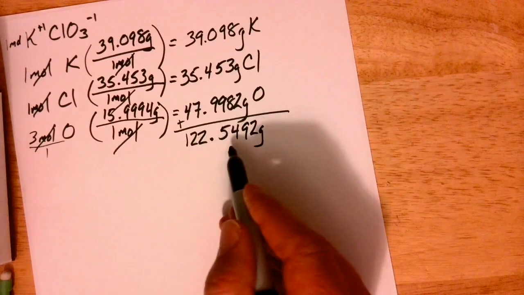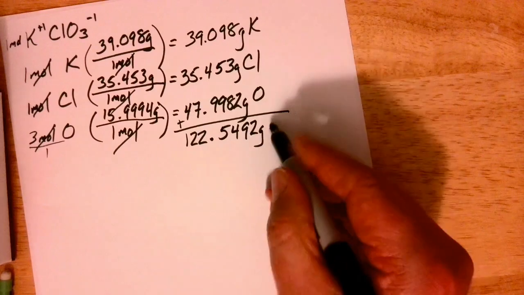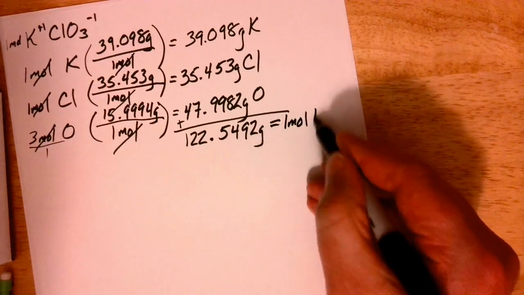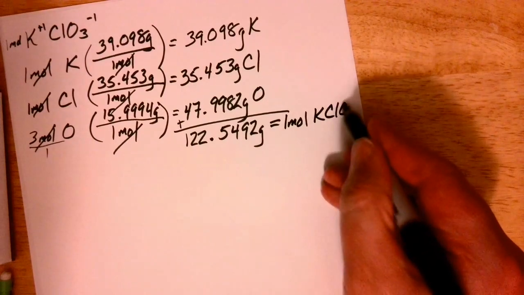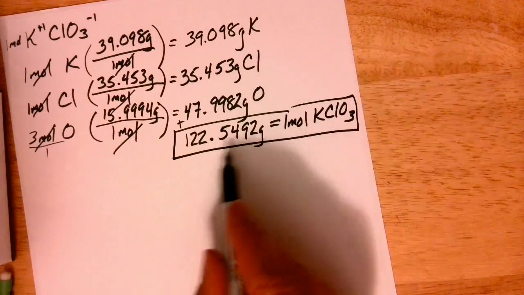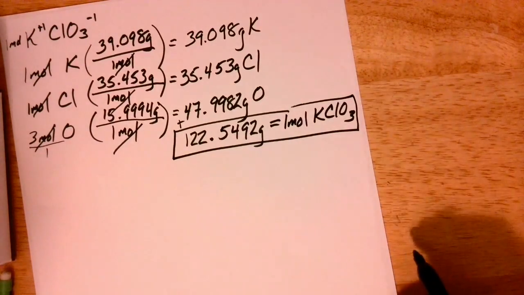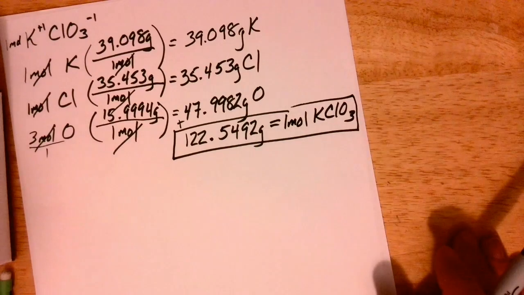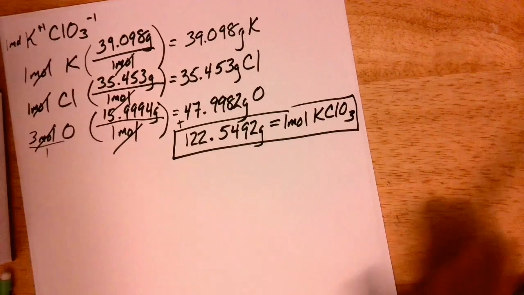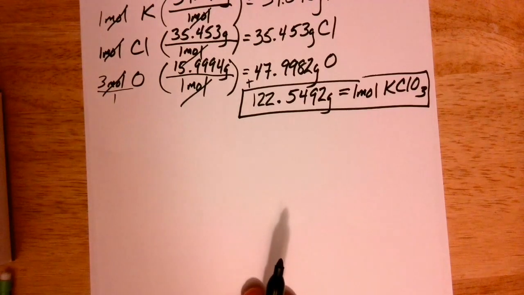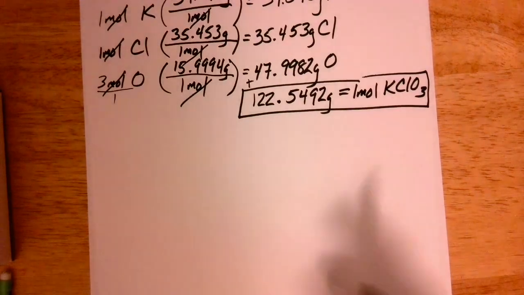Now, one thing I want you to do is when you get your answer, also put down it's equal to 1 mole of potassium chlorate, KClO3. This is your answer. Now later on, this is going to become another conversion unit for some later stuff down the line. Okay? If you have any questions on that one, let me know. Let's move on to the next one.